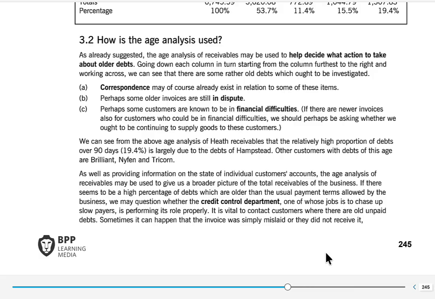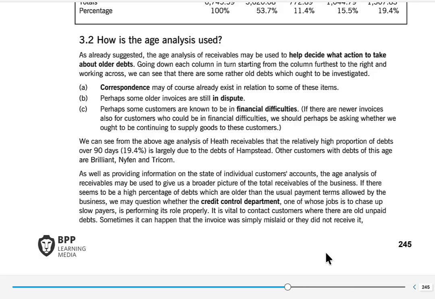What decisions can management make using the age analysis? Now let us list the main decisions clearly, because the exam often asks, state two uses or explain how it is used. Decision 1. Chasing priorities. Oldest and largest balances are chased first. Decision 2. Assessing overall collection performance. If a large proportion of receivables is old, the business is collecting slowly.